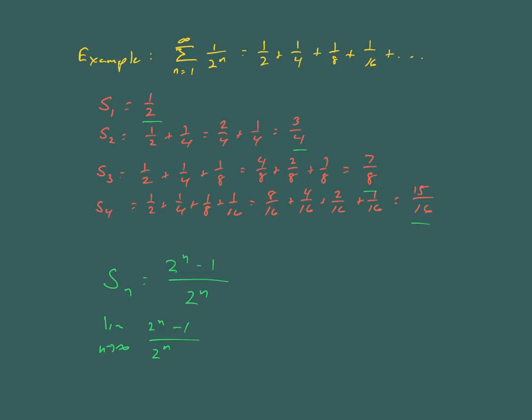Or you could just go to L'Hopital's rule. We know that as n goes to infinity, that's going to be infinity minus 1 over infinity, which gives us infinity over infinity. So I could then take the limit as n goes to infinity of the derivative of the top and bottom. The derivative of the top is going to be 2 to the n times the natural log of 2 minus the derivative of 1, which is 0. So it'll just be 2 to the n natural log of 2. The same would be true for the denominator, and that's just going to end up being 1.